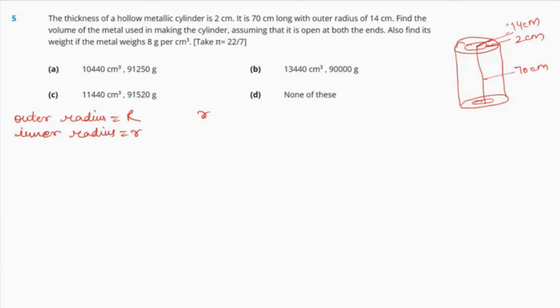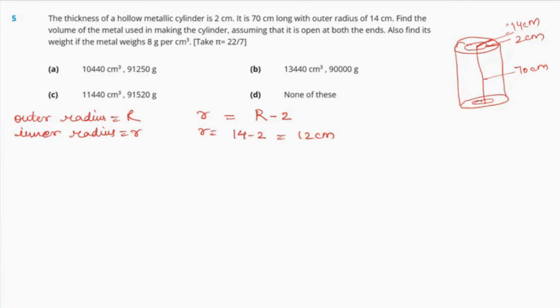Correct. So for finding the inner radius, what we can do is subtract the thickness, whatever is given to us, from the outer radius. So we will be able to figure out the inner radius. If from 14 we subtract 2, we will be getting 12 centimeters. So 12 centimeters is going to be our inner radius.